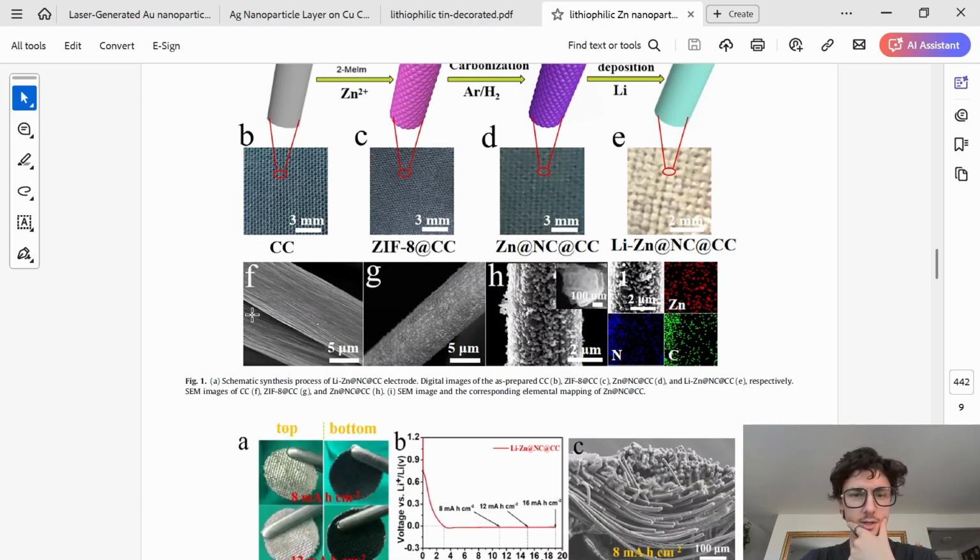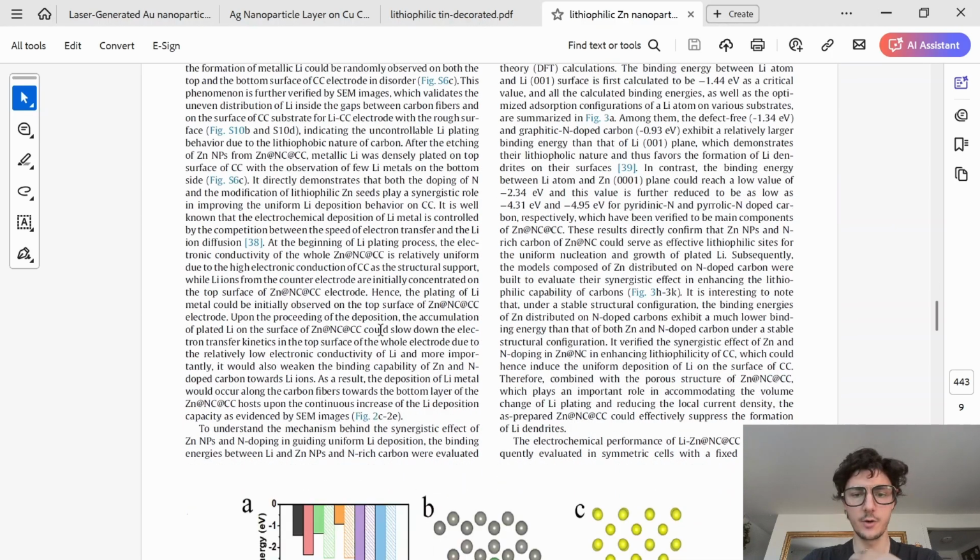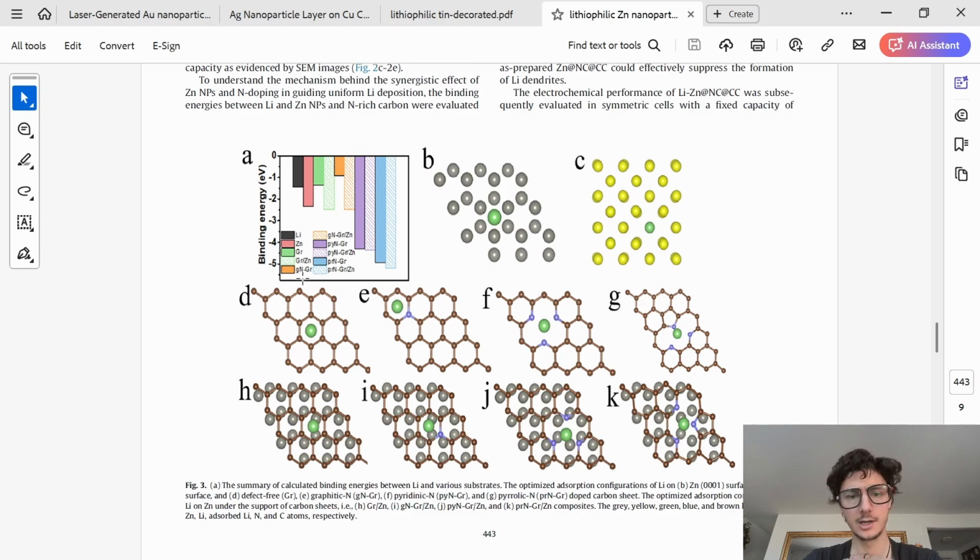Interesting. So then they got some more pictures, I'm assuming SEM images, and here we got some other interesting images that show you where the zinc, nitrogen, and carbon is. Pretty interesting. We got some images of what the actual thing looks like. We got some more SEM images. Very cool. Ah, this is probably the DFT.